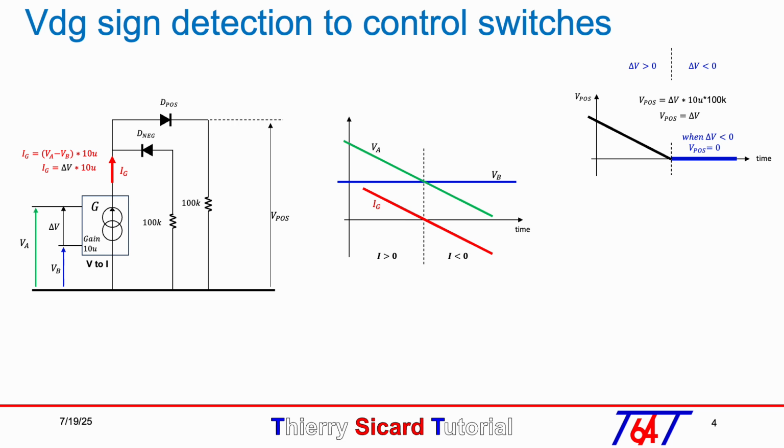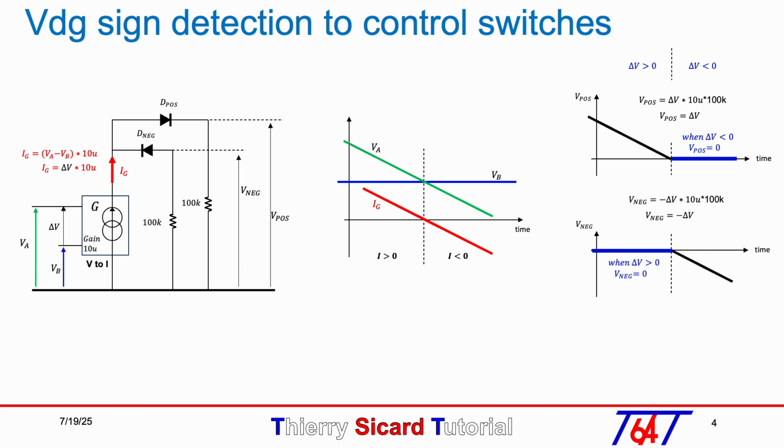When delta V is negative, the current IG flows through D-neg and generates the voltage V-neg. This is shown in the V-neg versus time diagram. When delta V is not negative, V-neg equals 0. With 10 micro and 100 kilo ohm, the delta V over V-pos or delta V over V-neg gain is equal to 1.